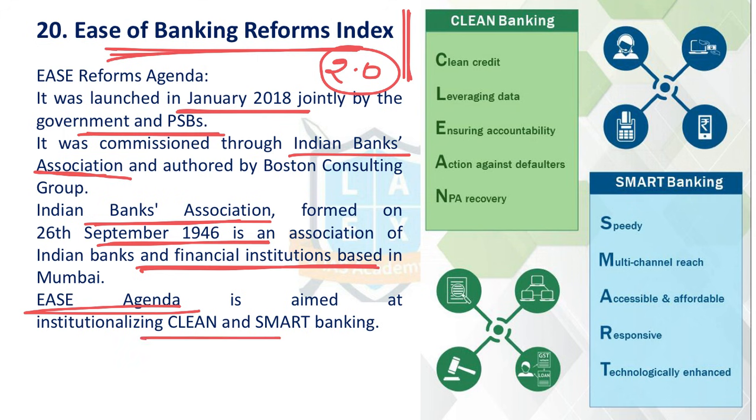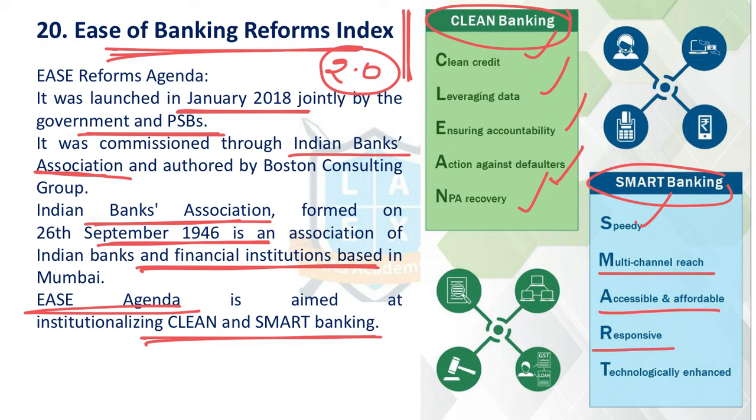EASE considers two things: clean and smart banking. So clean credit, data usage, accountability, defaulters and action against them, NPA recovery. So these have to be considered. Smart banking, speedy bank system, multi-channel reach, accessibility, responsiveness, technology. Based on clean and smart models, banks are given ranks. Various public sector banks are given ranks under Ease of Banking Reforms Index 2.0.